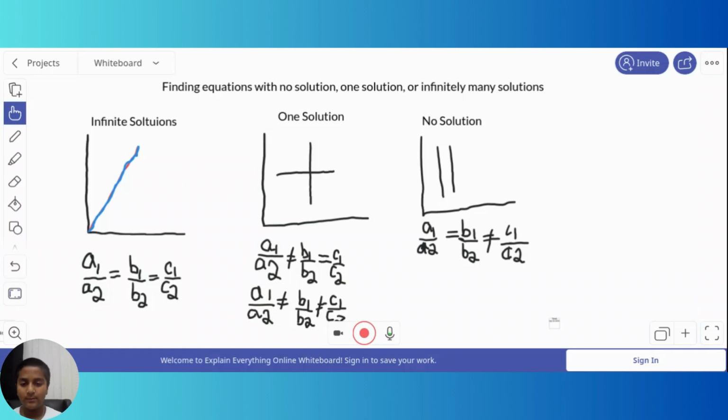So today we're going to be doing finding equations with no solution, one solution, or infinitely many solutions. And this has been taught very easily, and I'm going to be explaining all the concepts thoroughly. So the first one we're going to be discussing is how we find if equations have no solution, one solution, or infinitely many solutions. So we're going to look through that in graph ways.